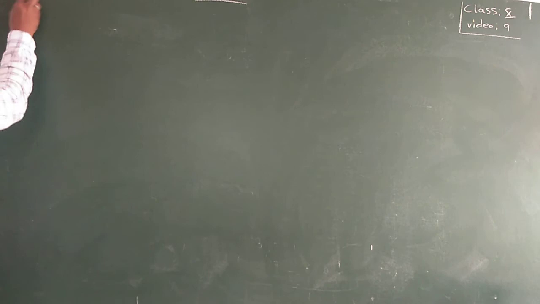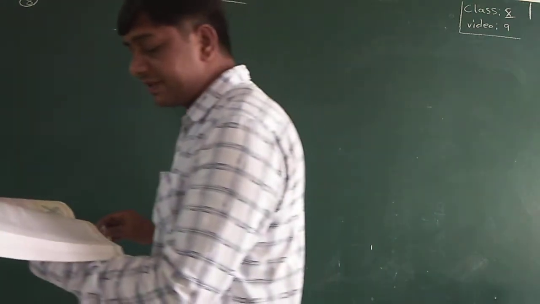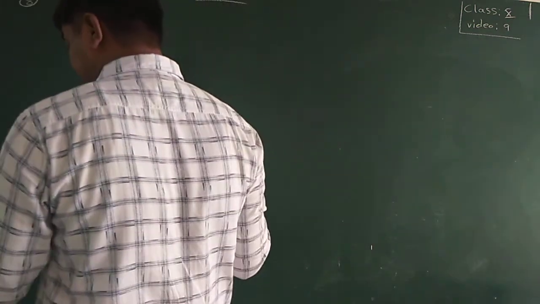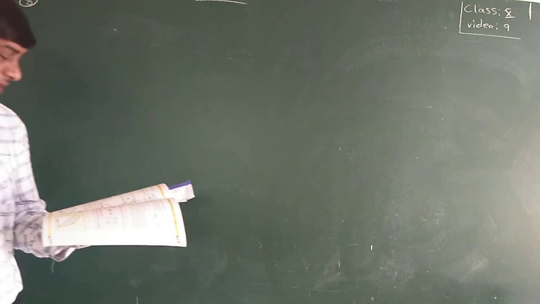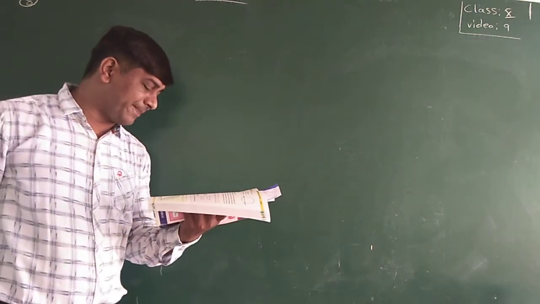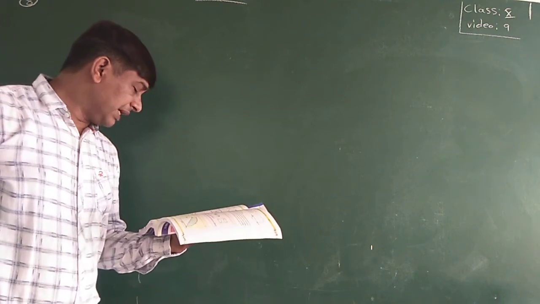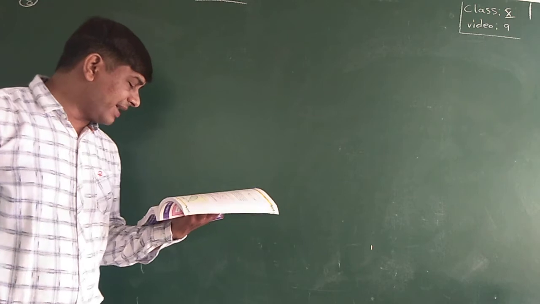See, 8th question. In a right angle triangle ABC, a circle with side AB as a diameter is drawn to intersect the hypotenuse AC in P. Prove that the tangent to the circle at P bisects the side BC.